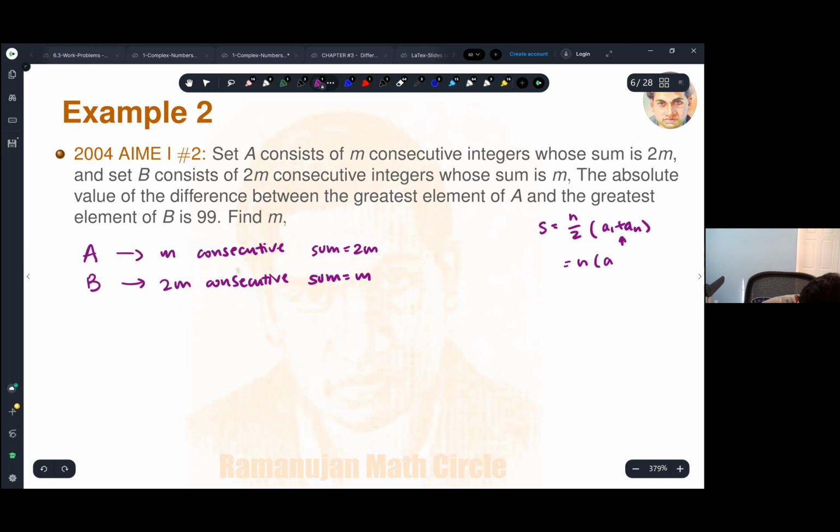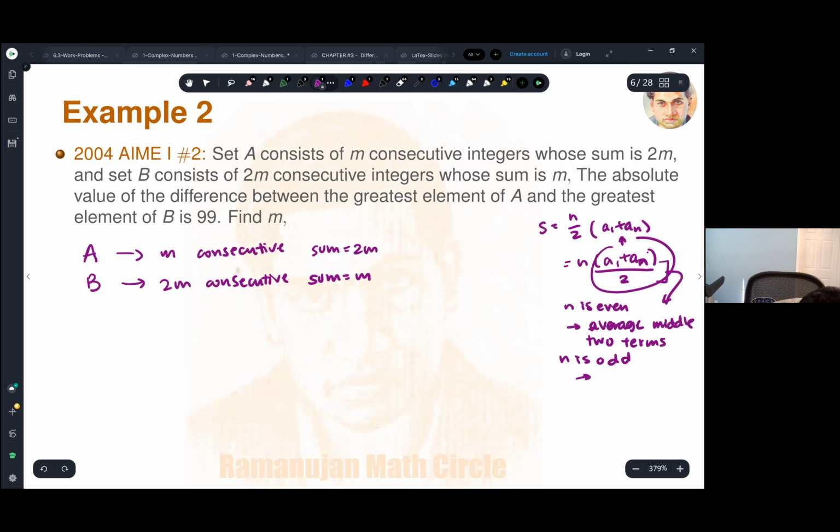So if n is even, then this is the average of the middle two terms. And if n is odd, then this portion is the middle term.